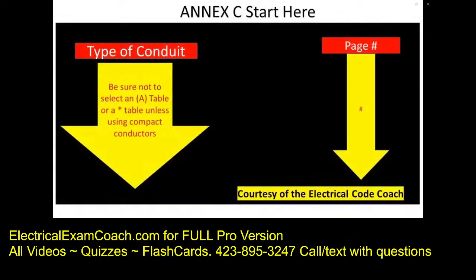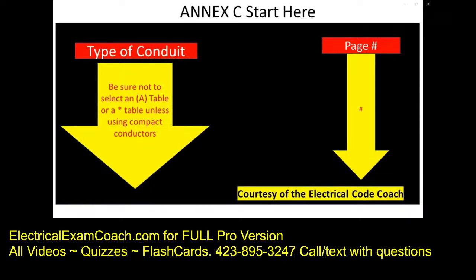So when we get to Annex C, the beginning of it, I call it the Start Here page, because every time you're doing one of these calculations, you're always going to start here if you're using Annex C. Now, when we get there, we always read the black bold heading to make sure that we're in the right table. Great, I feel like we're in the right table. Now, when we head over to the left-hand side, we're going to find types of conduit. And the first one that we come to is EMT, electrical metallic tubing.